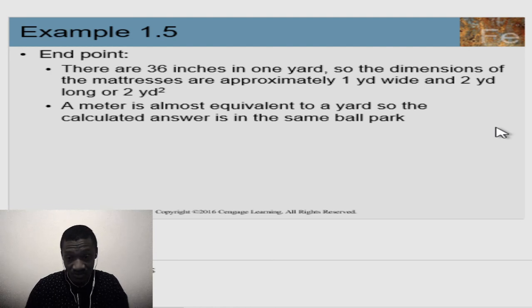I mean, when I say 1, I mean the width is 1, and then the length is 2. So it depends, it's 1 to 2. So that's ratios. So the meter is most equivalent to the yard, calculated using a small ballpark.